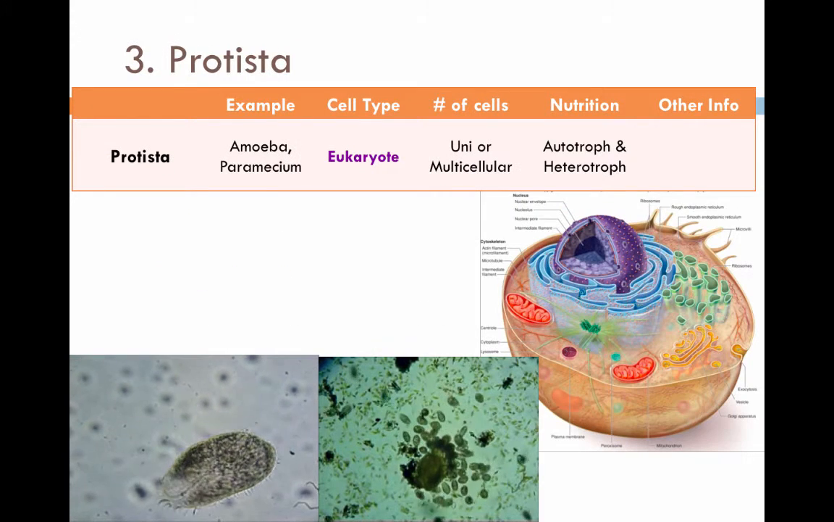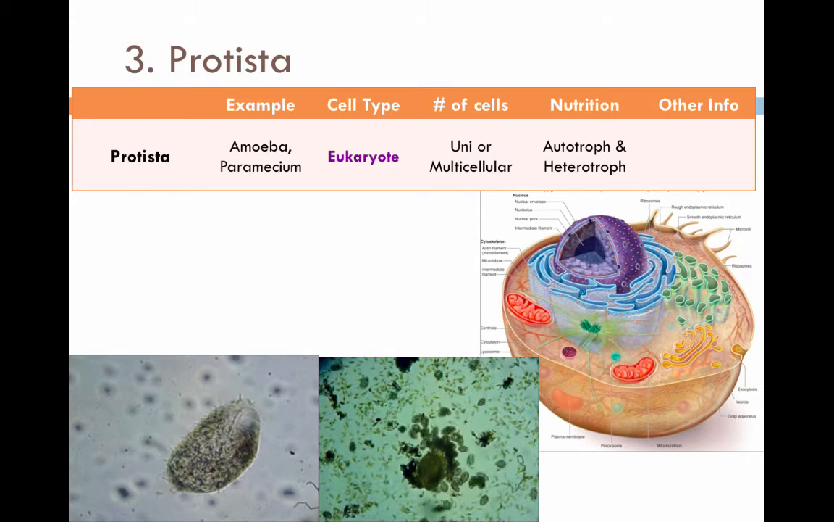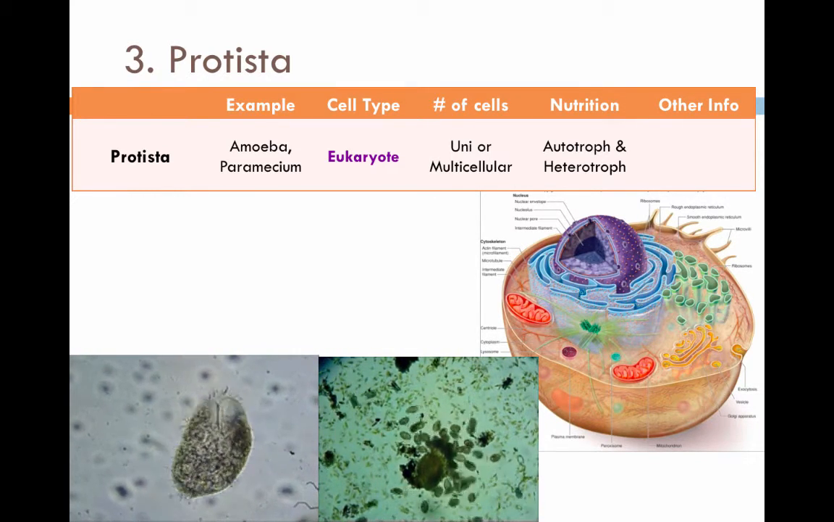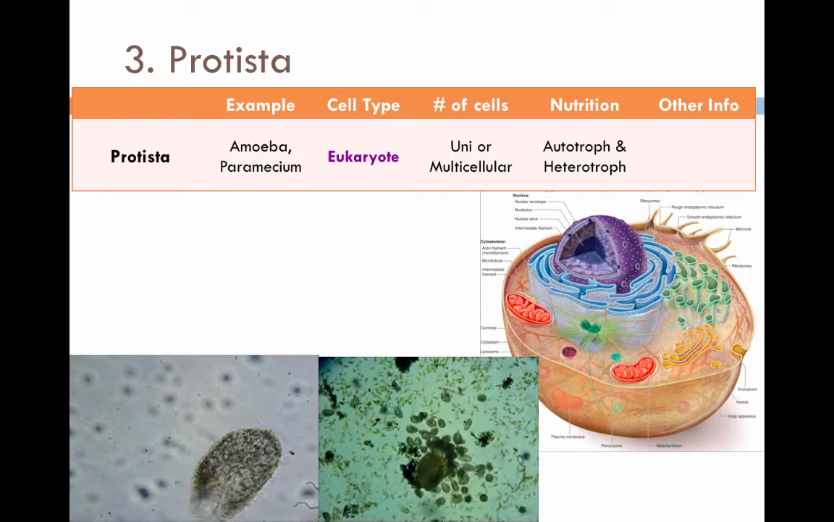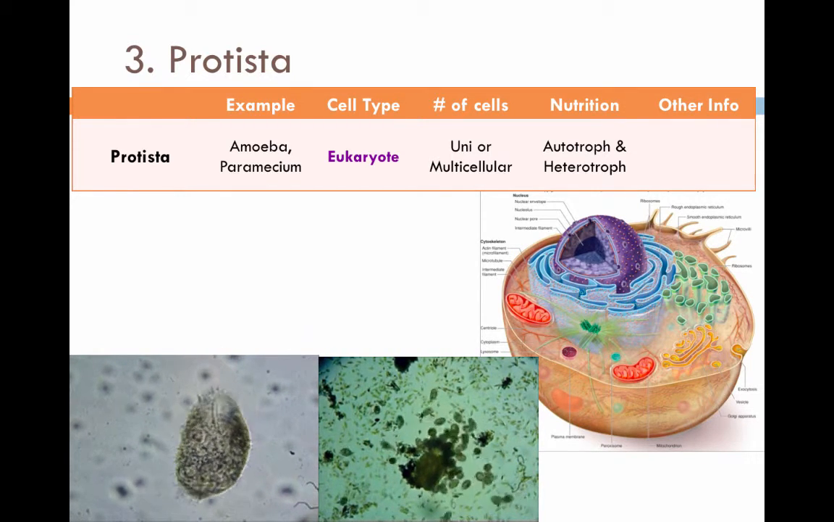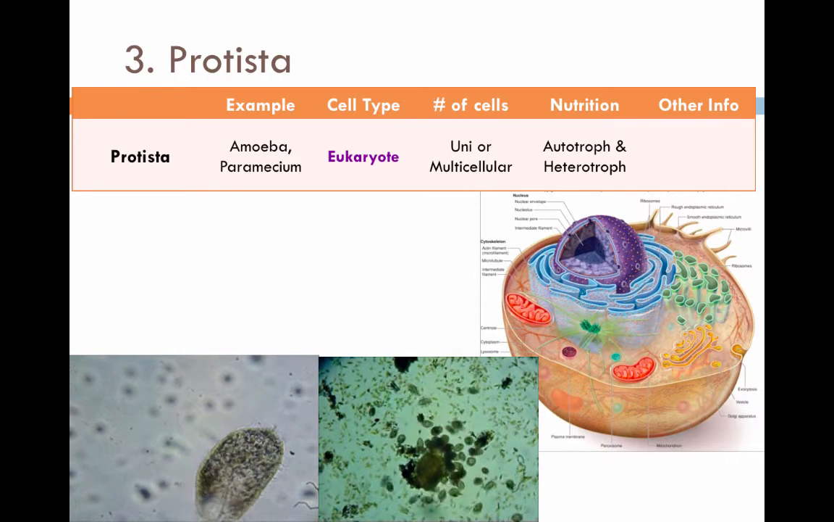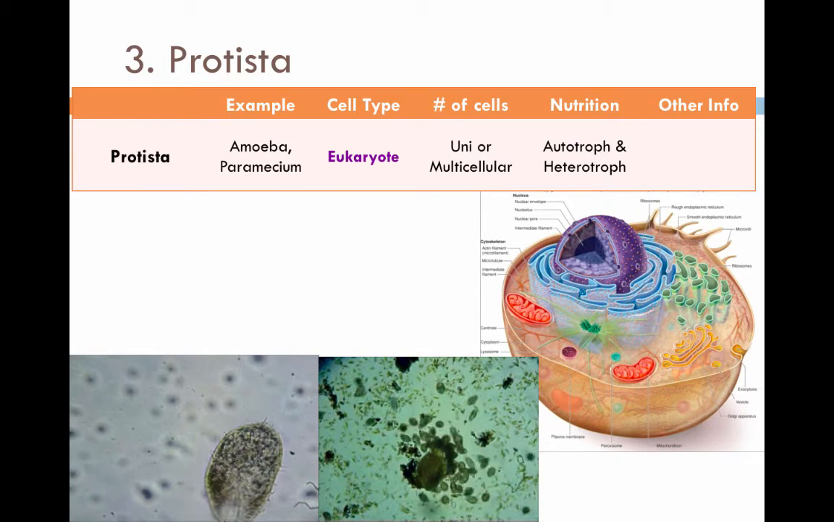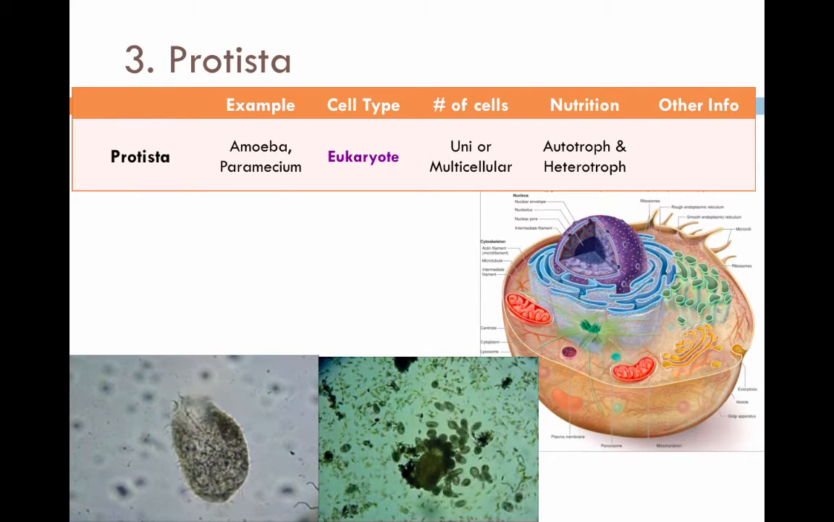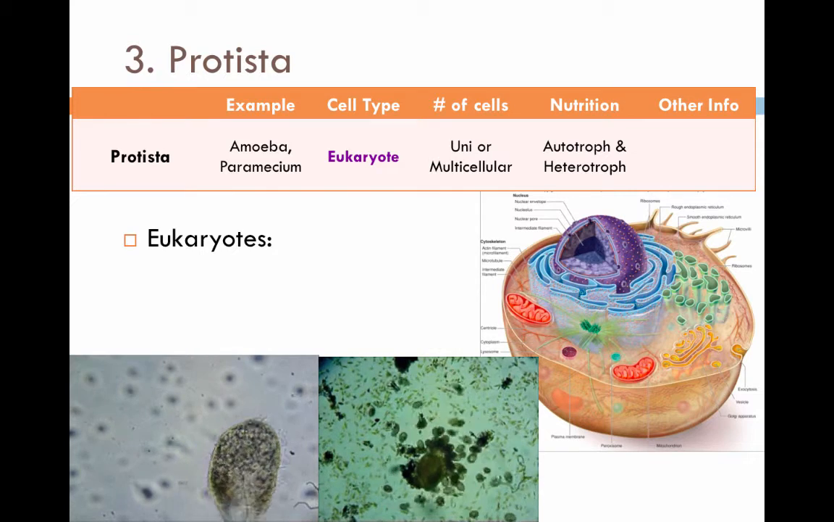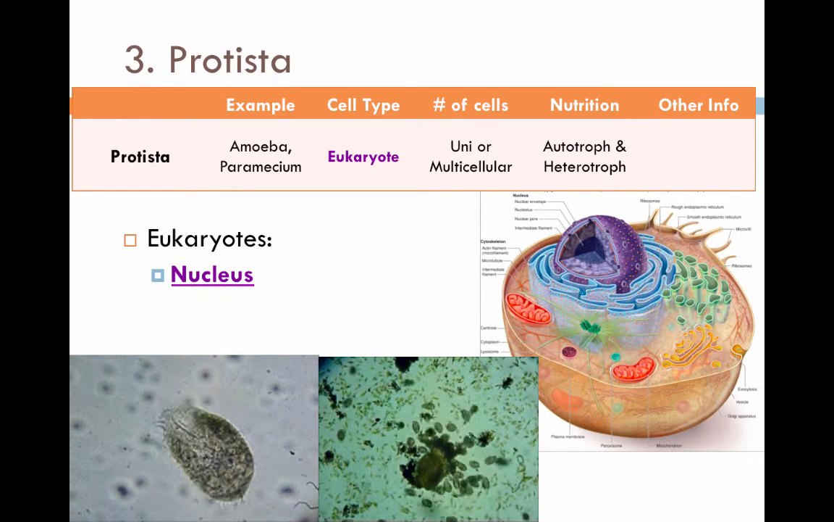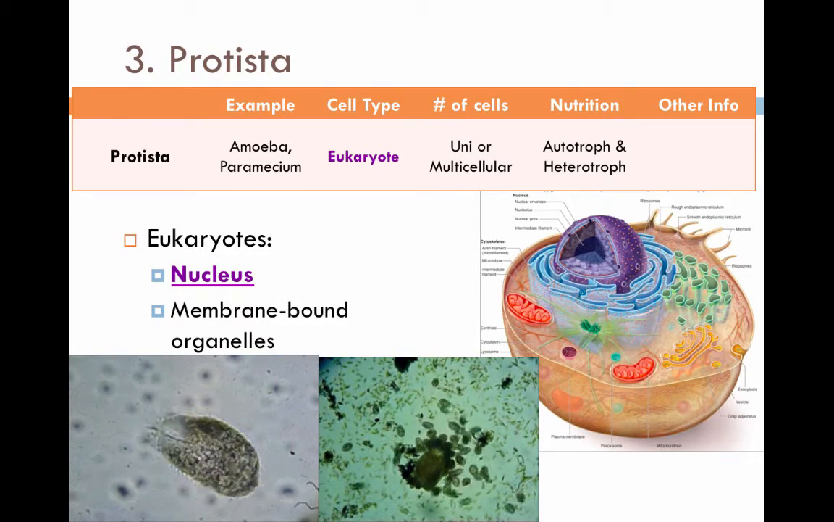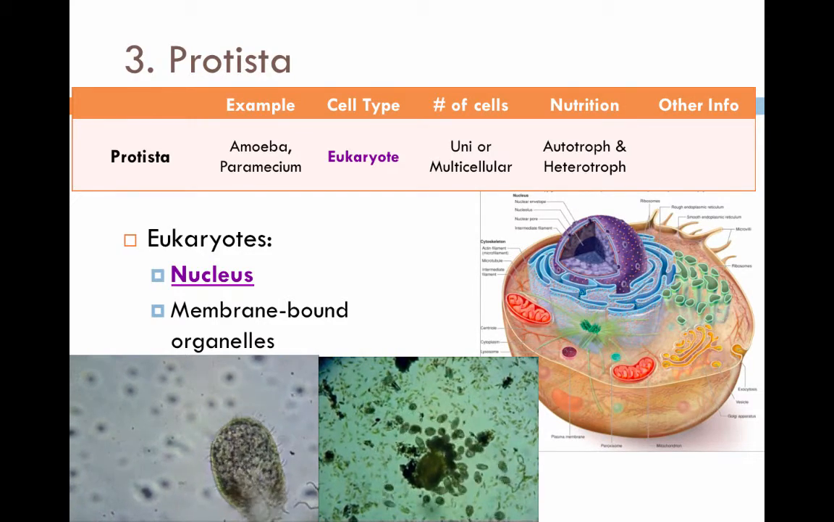The third kingdom is Protista. Protists are amoebas and parameciums and other small microscopic eukaryotes. All protists are eukaryotes like animals and plants. They can either be unicellular, which means they're only one cell big, or multicellular, which means they're made of many, many cells. They can also be autotrophs or heterotrophs. Another reminder about eukaryotes. They do have a nucleus, and they do have membrane-bound organelles like mitochondria, lysosomes, or maybe vacuoles and chloroplasts.